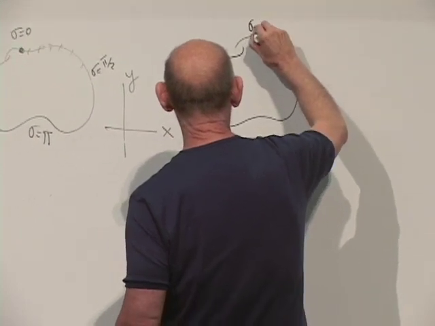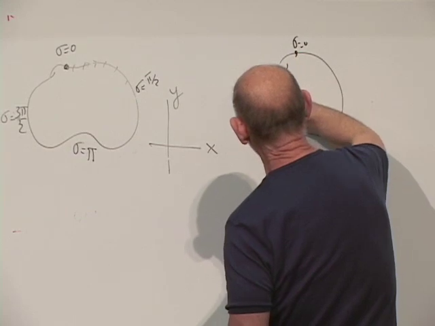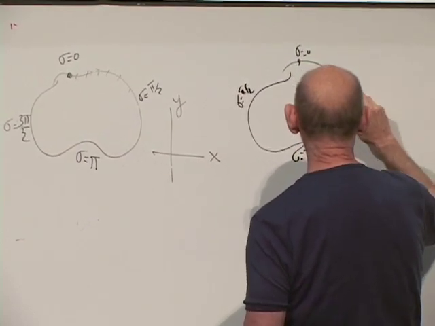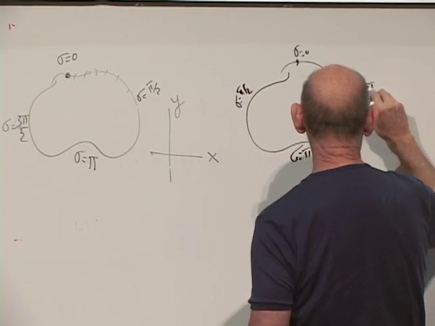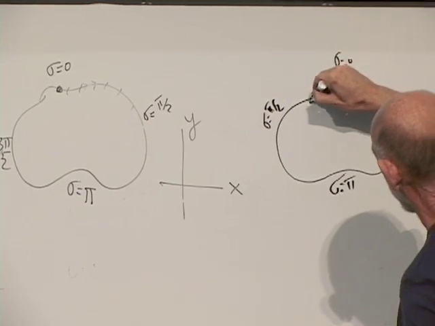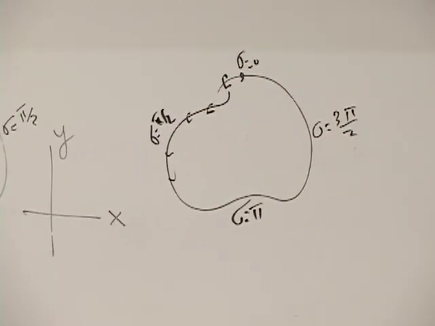Sigma equals 0 is over here. I happen to put it back in the same place. Sigma equals pi over 2 here. Sigma equals pi over here. Sigma equals 3 pi over 2 over here. Sigma increases in this direction now. The only point is I don't want you to get confused.